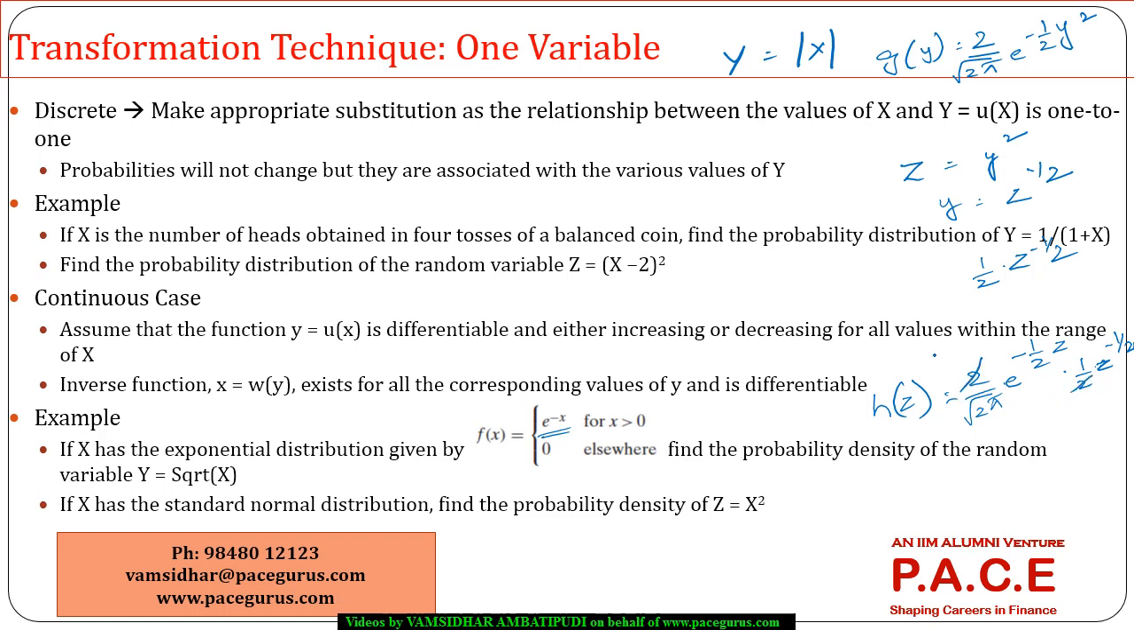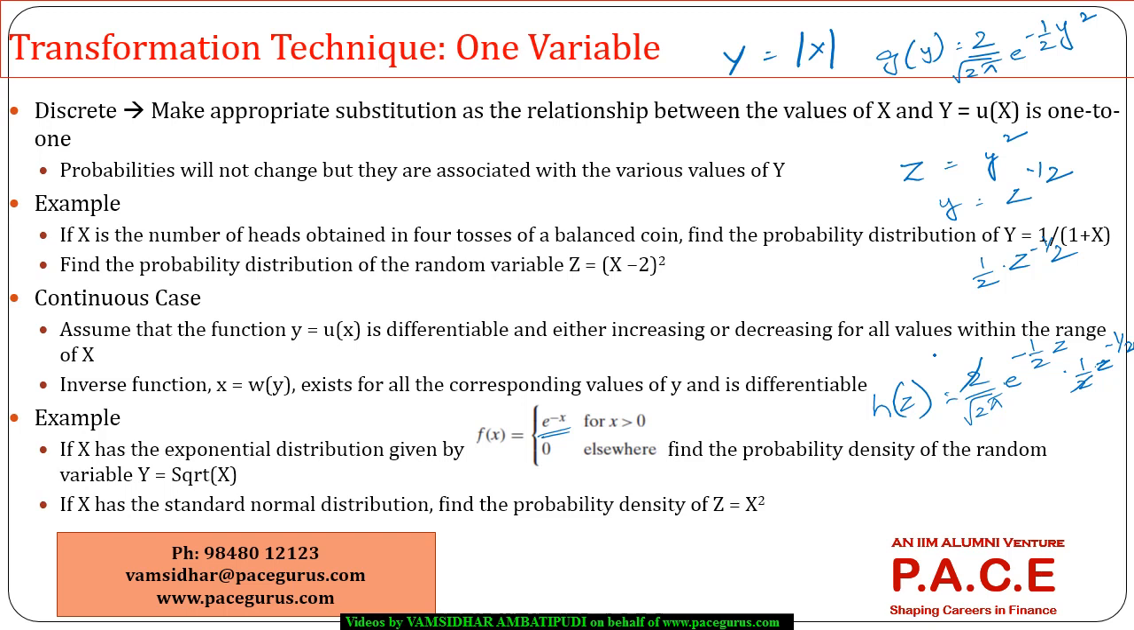So in some cases, when we can't directly find the inverse function because it's neither an increasing nor a decreasing function, I can take the help of an intermediate function, right? Because if we know that x has a standard normal distribution, then y equal to mod x will have a probability density. Earlier we have already proved that y equal to mod x has a probability density of 2 by square root of 2 pi e to the power of minus half y squared. So I'll use that relation that we have derived earlier.